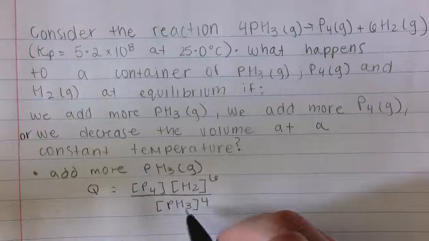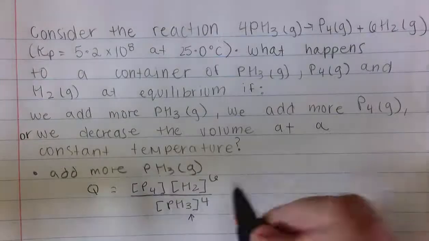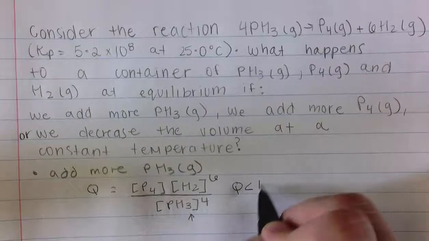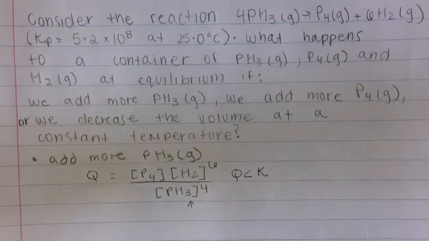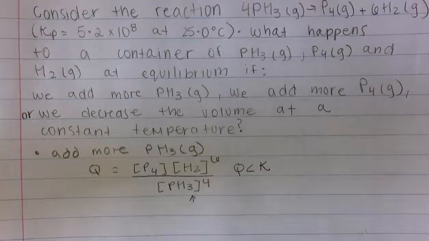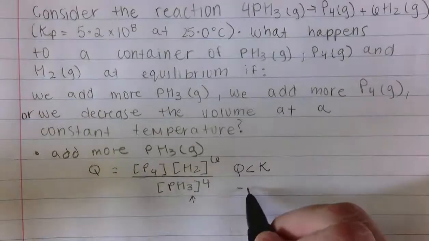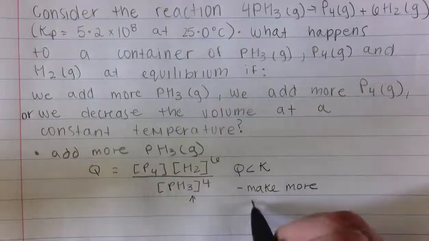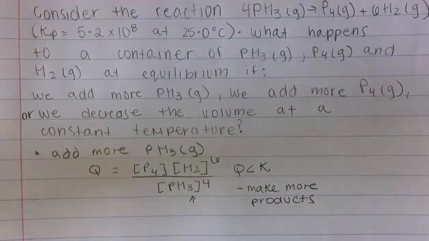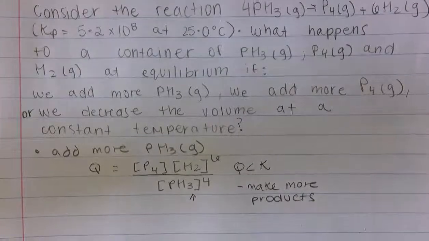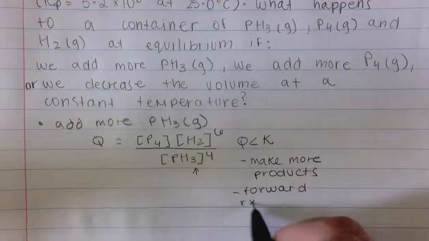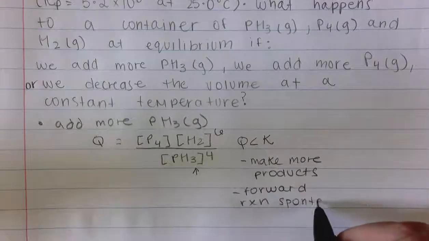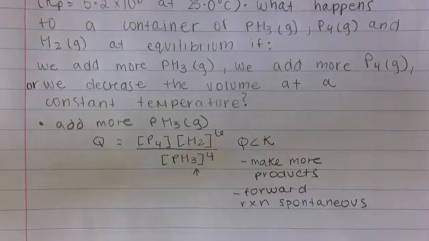So if we increase the concentration of phosphane, we can see that Q decreases, and so Q will be less than K now. And the system wants to shift back to equilibrium, so in order to increase Q to equal K, we're going to need to make more products. And what this means is that the forward reaction becomes spontaneous or favorable. So we will shift to make more products in this scenario.